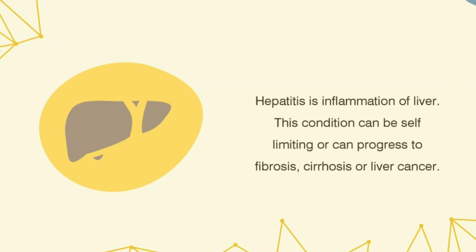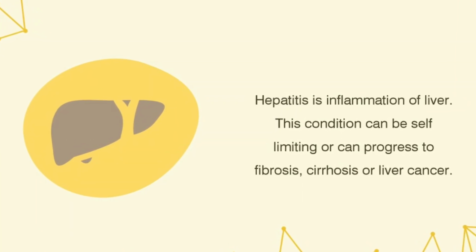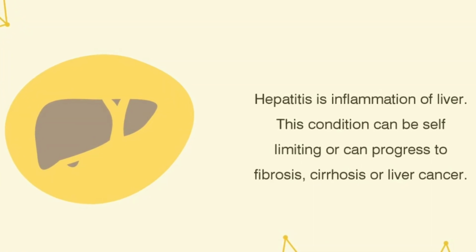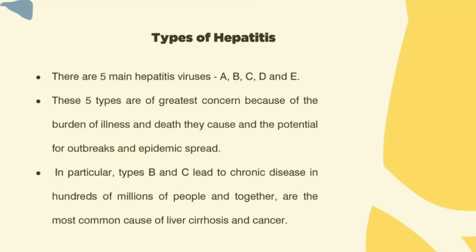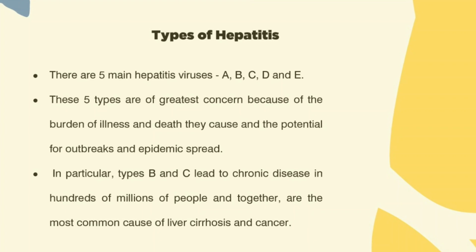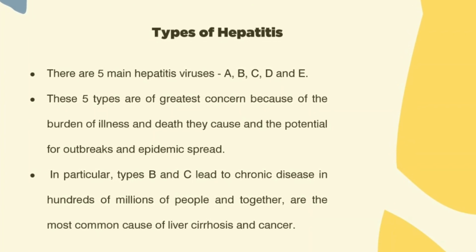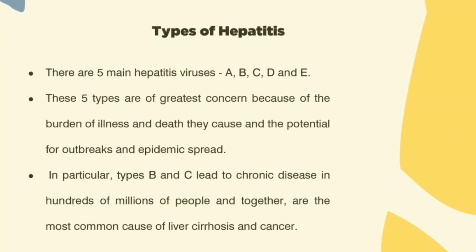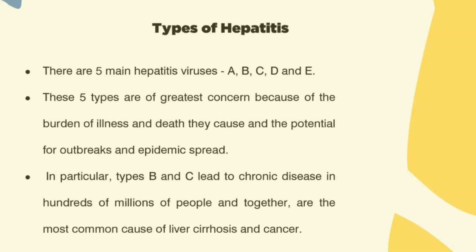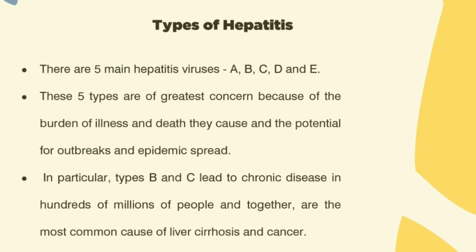Hepatitis is inflammation of the liver. This condition can be self-limiting, or it can progress to complications like fibrosis, cirrhosis or liver cancer. Coming to the types of hepatitis, there are actually many types, but the common types are five, which are A, B, C, D and E. These five types are of greatest concern because they increase the burden of illness and death, and they also have the potential for outbreaks and epidemic spread.